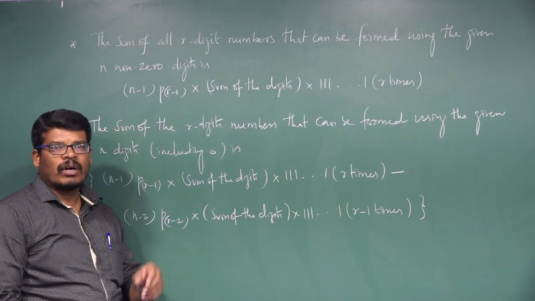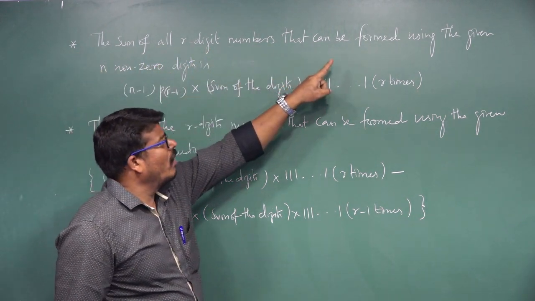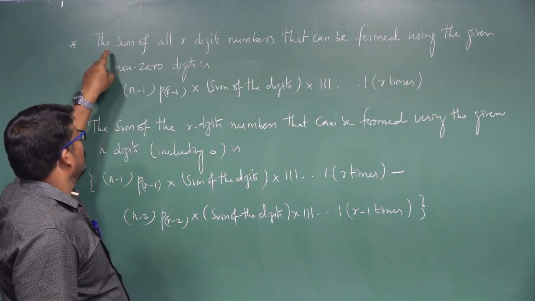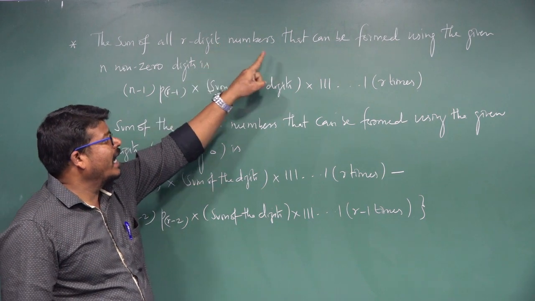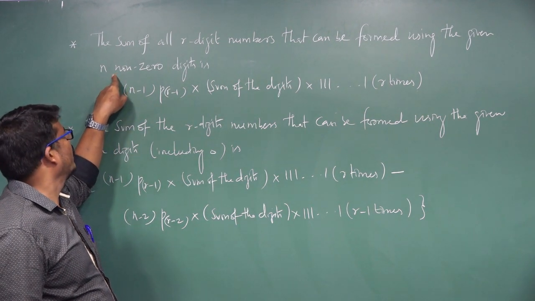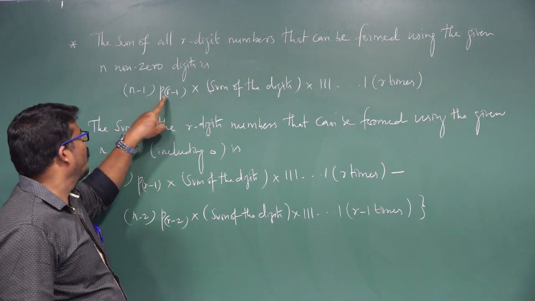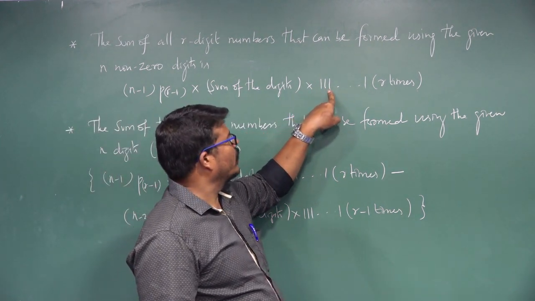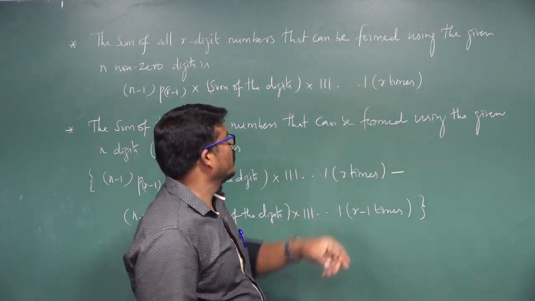And next one, two formulas. The first one: the sum of all r-digit numbers that can be formed using the given n non-zero digits is given by the formula (n minus 1)P(r minus 1) into the sum of the digits into 1, 1, 1 and so on, 1 in r times. That is the formula.